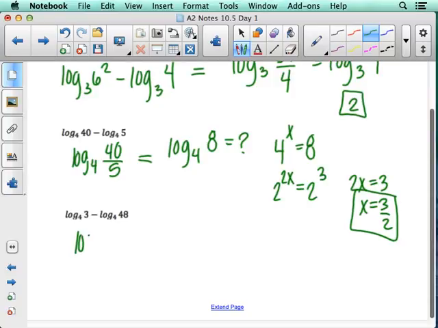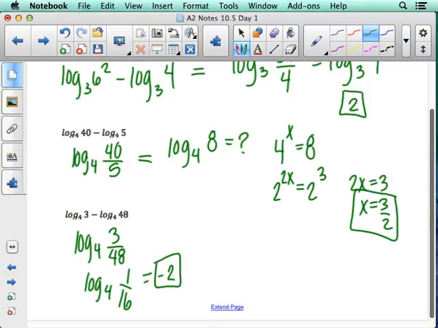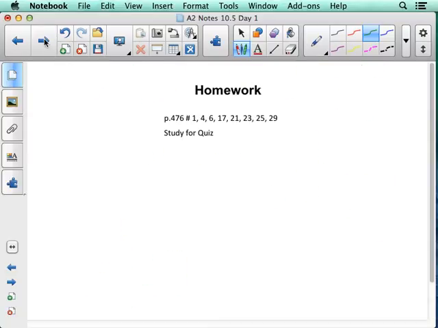Here, I have log base 4 of 3 over 48. And 3 over 48 is 1 over 16. And 4 to the power of what is 1 over 16? 4 to the power of negative 2. So that's your answer there. And that's it.